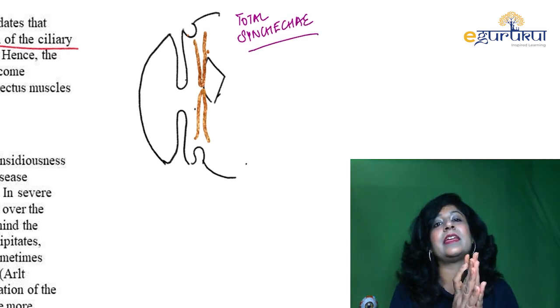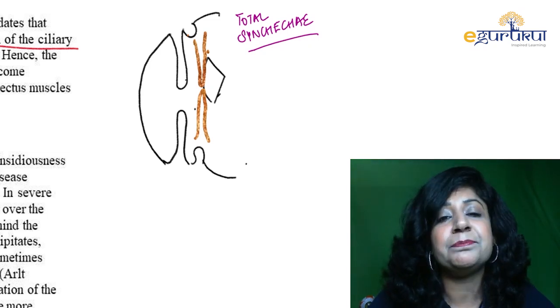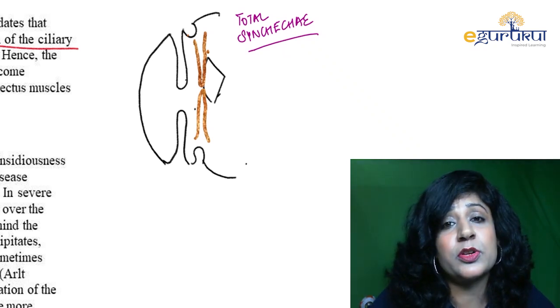This is your total synechiae, and by the time you have got the total synechiae, we have got also the destruction or degeneration of the ciliary processes.